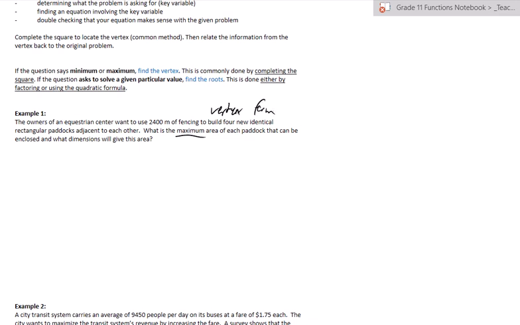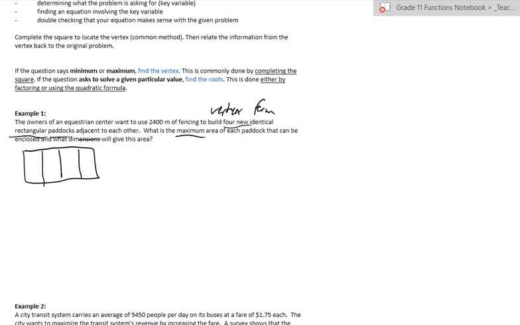And we know we have 2,400 meters of fencing, so it might be involving perimeter. We're also using area. But the main piece of information we have here is 4 rectangular paddocks that are adjacent to each other. So we have 4 rectangles adjacent to each other. So let's just draw 4 adjacent rectangles. So that gives us the 4 paddocks, the 4 adjacent rectangles.